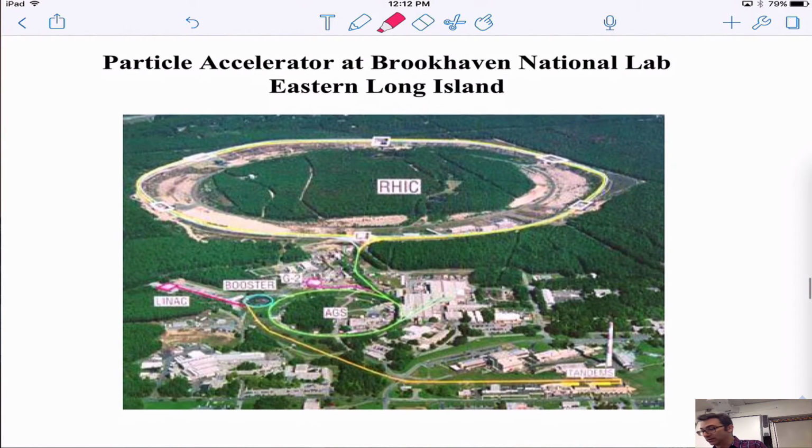We also have a particle accelerator that's much, much smaller here on Long Island at BNL, Brookhaven National Lab, and it's called RHIC, the Relativistic Heavy Ion Collider. And again, it's the same type of particle accelerator. It's doing the same type of thing where they are speeding up these particles and colliding them with one another and seeing what comes out of it.